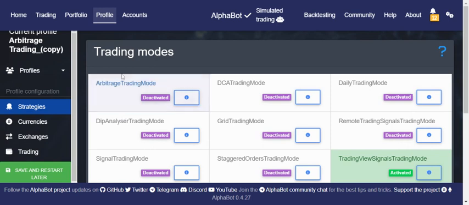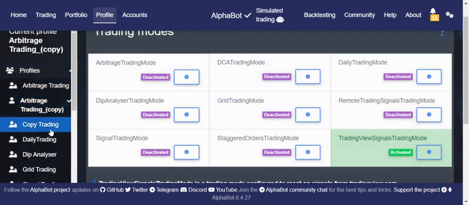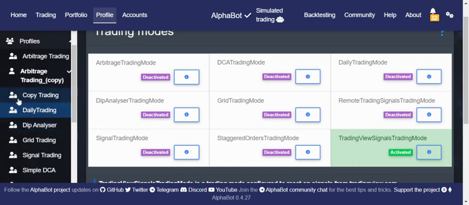Now in our profile, we are getting trading modes. Here we have arbitrage trading mode, DCA trading mode, and we have a total of 9 trading modes here. You can also switch from here. Let's say, here we are getting some profiles with a lock on them. It means that you can only read them. You cannot use them as a bot. You cannot use those strategies.